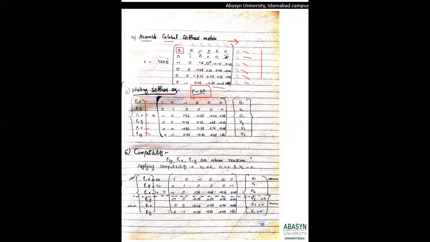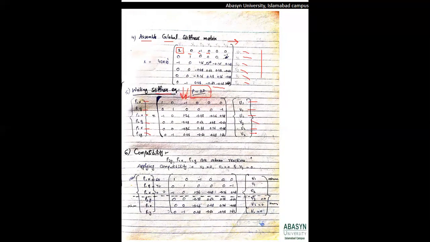And then we have the element stiffness matrix K, which is the global stiffness matrix calculated in the last step. So the same matrix will be repeated here. Then it is going to multiply with the displacement matrix. The displacement matrix is U1, which is the displacement of node 1 in the x direction, and V1, which is the displacement of node 1 in the y direction, and similarly U2, V2, U3, V3.